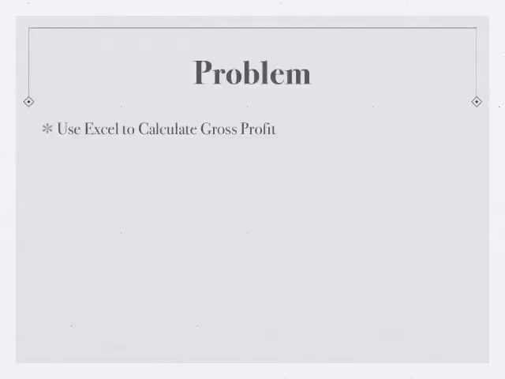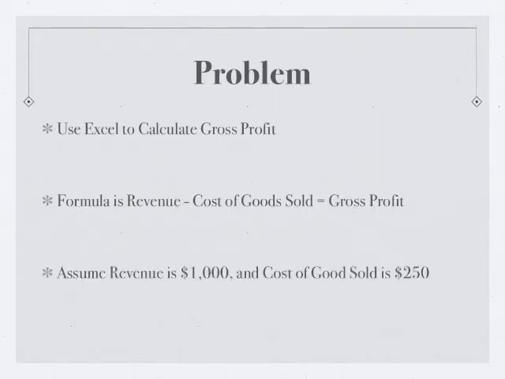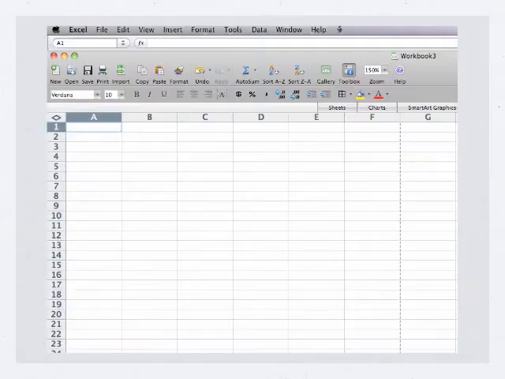Let me give you a basic problem. I want you to use Excel to calculate gross profit. This will be the example problem we're using here. Now, as you know, or you can see from the readings, the formula for gross profit is revenue minus cost of goods sold equals gross profit. It's a very simple calculation, A minus B equals C. And let me give you some numbers for this problem. Let's assume for this example that revenue is $1,000 and cost of goods sold is $250. So it's a very straightforward calculation.